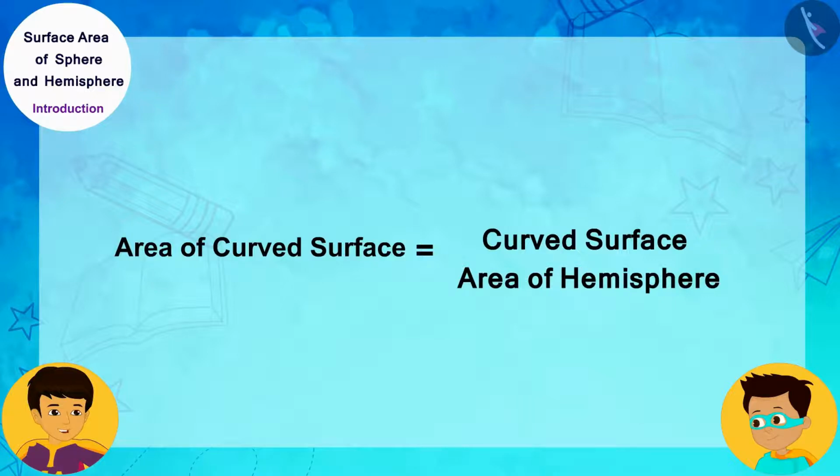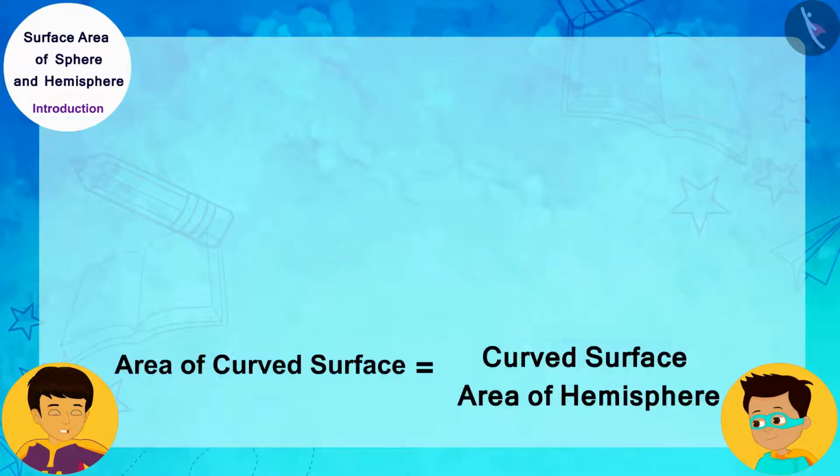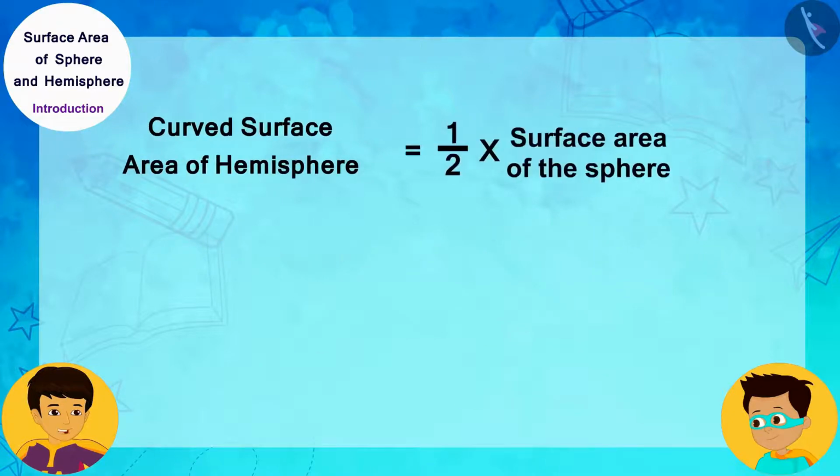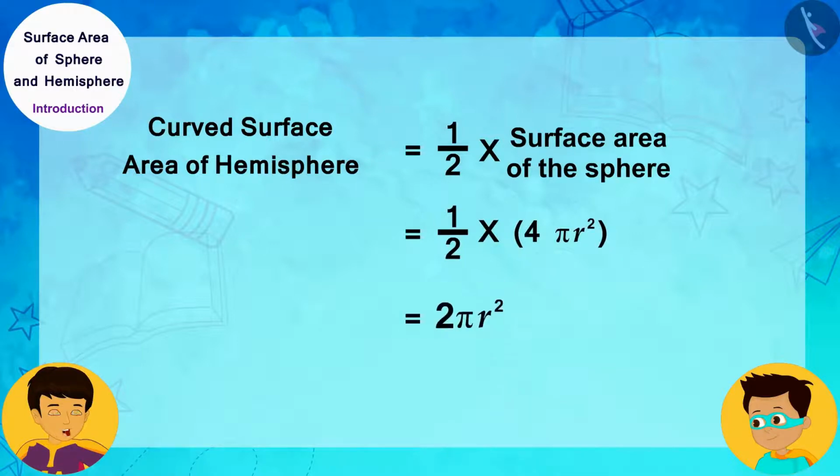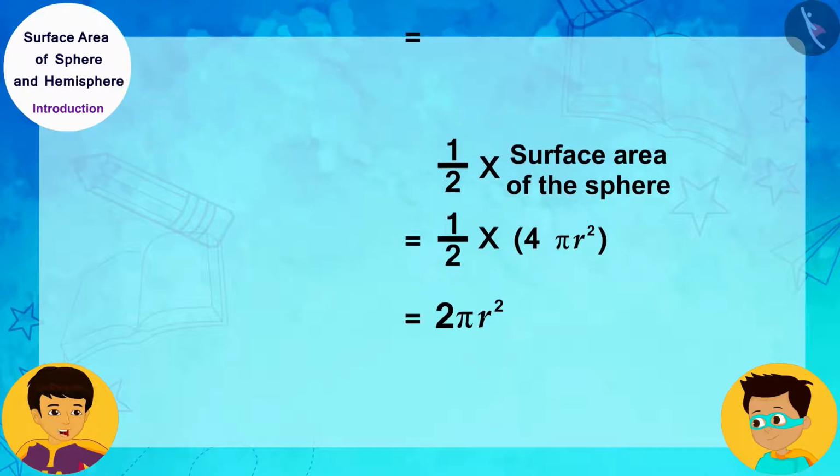As you can see, the curved surface area of the hemisphere is half of the surface area of the sphere. That is, the curved surface area of a hemisphere is equal to the product of 2 pi and r square, where r is the radius of the base of the hemisphere.